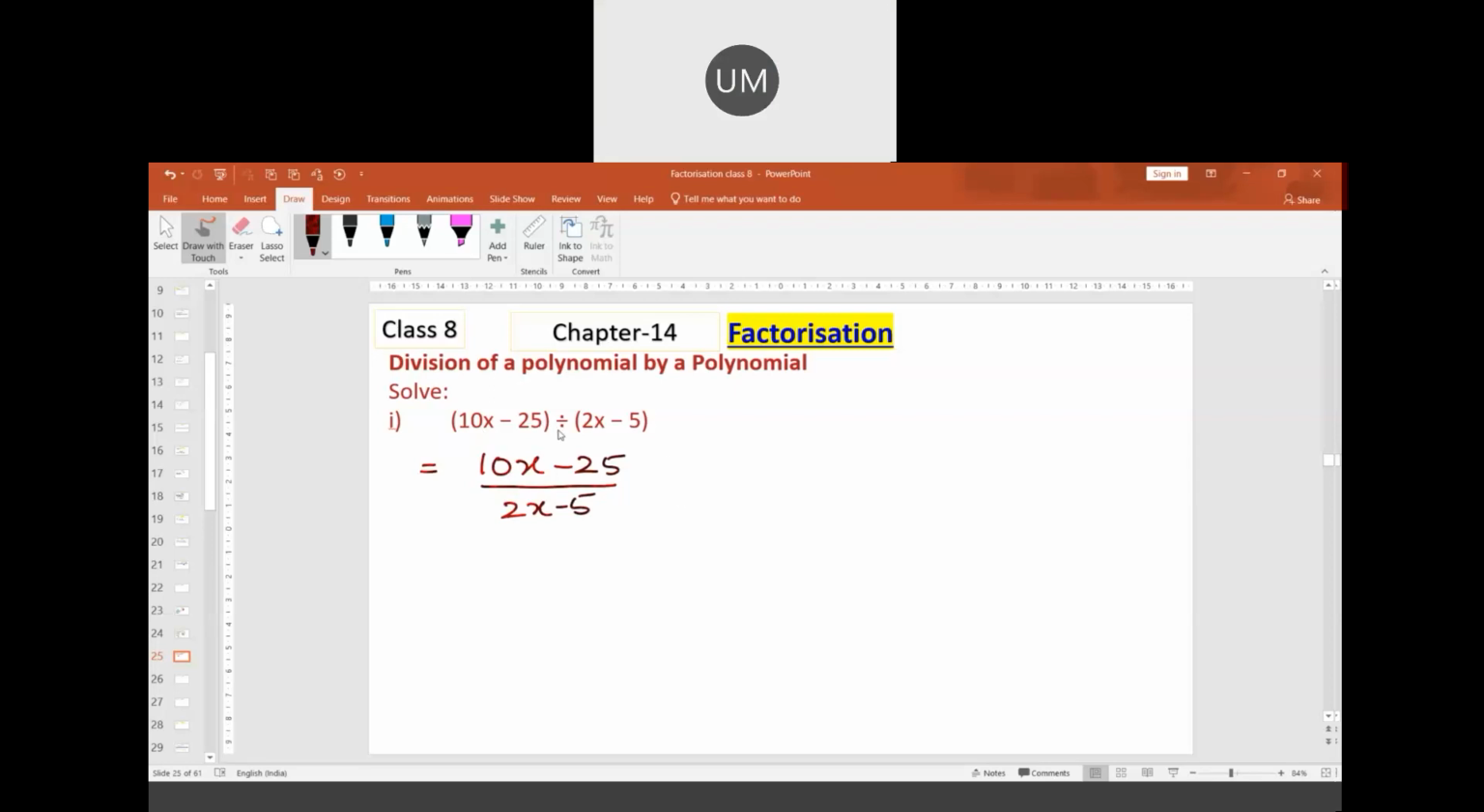I have written it in this format of writing numerator and denominator. Then I have to apply some logic. The logic is we can take something common from both the terms. Take 5 common. 5x minus 5.